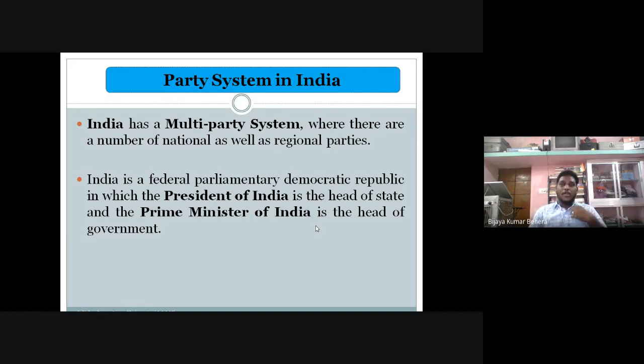In India, we have a federal form of government where the power is distributed between the central government and the state government. They have equal power to run their own government, that is called a federal form of government. In the Indian party system, the president of India is the head of the state and the prime minister of India is the head of the government. This is the party system in India.